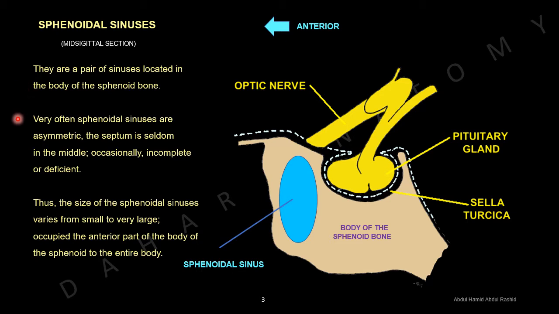Very often, sphenoidal sinuses are asymmetric. The septum is seldom in the middle, occasionally incomplete or deficient. Thus, the size of the sphenoidal sinuses varies from small to very large, occupying the anterior part of the body of the sphenoid to the entire body of the sphenoid.